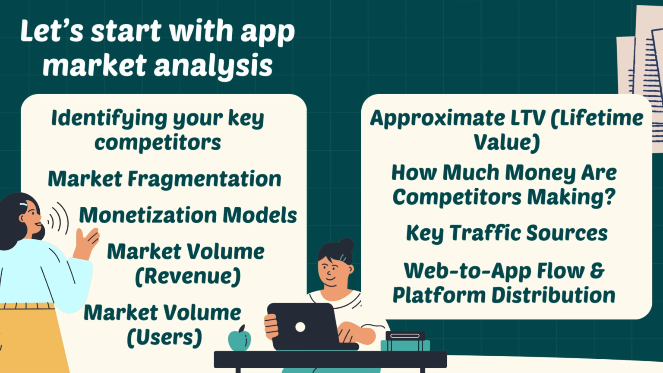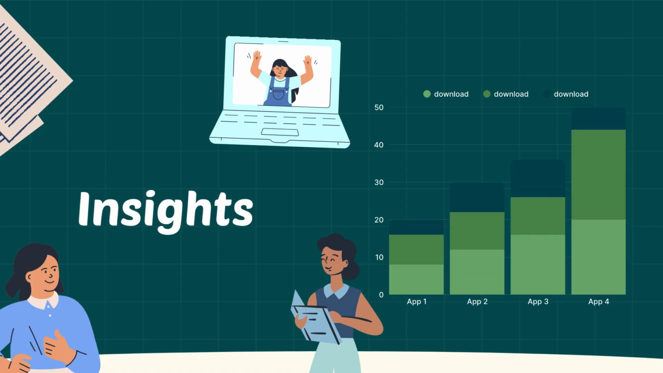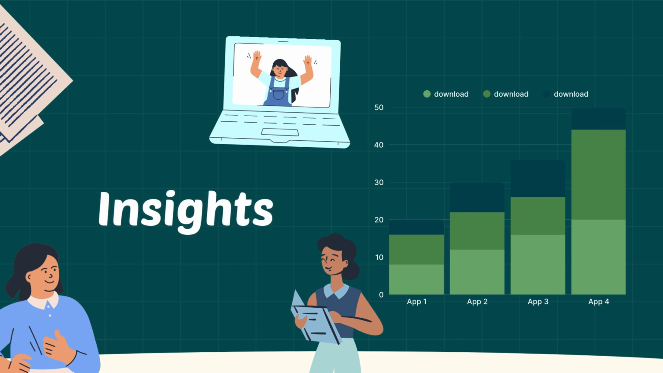So now, let's look at what tools can help you gather all this data. First, it's crucial to identify your app's category and subcategory. This will help you accurately analyze your competitors using tools like AppMagic. Once you know where your app fits, these tools can give you insights into market size, download volume, trends, and more.